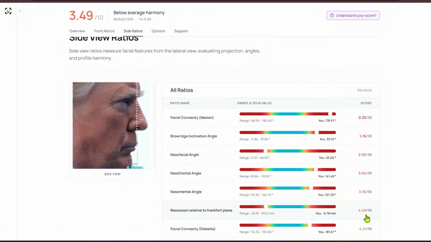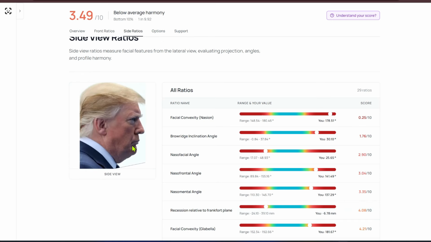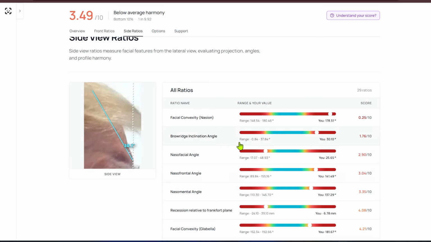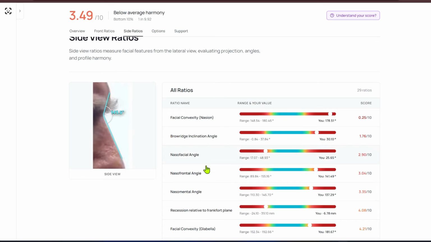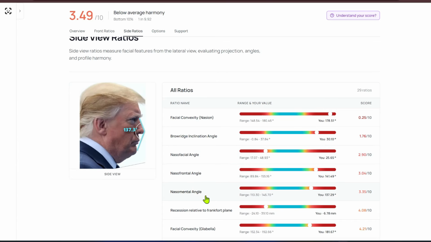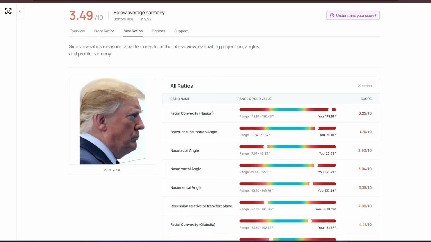It is a 4.08 out of 10 for his recession relative to Frankfurt plane. So you can see how flat this is. His lower lip is pushing back. It's not forward. And you can see all the sagging subcutaneous fat, which is the top layer. Let's see what other scores we have. His second to lowest is his brow ridge inclination angle. Then his nasofacial angle, nasal frontal, and nasomental. So a lot of things going on with his nose to lip area, which is off, and you can just see it looks a little like The Simpsons.